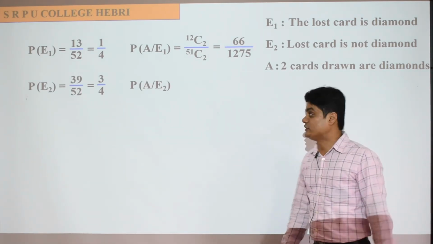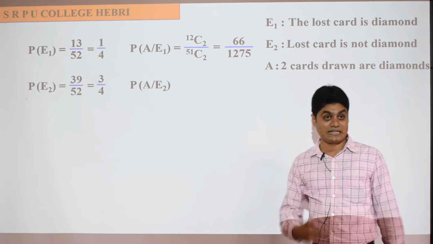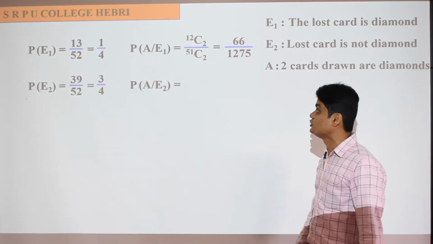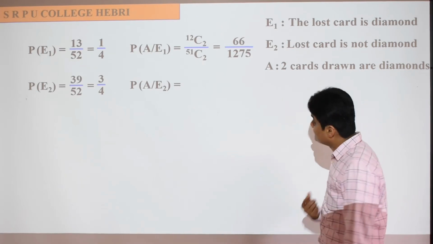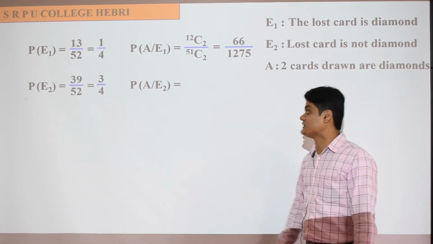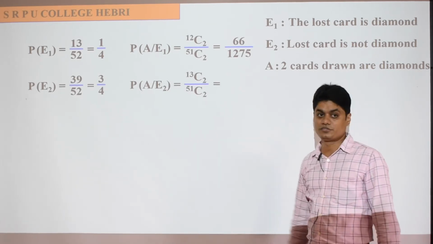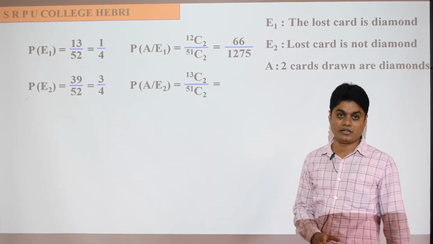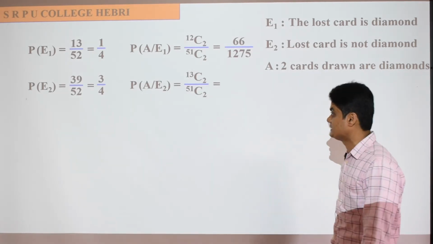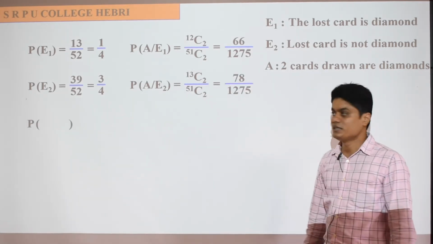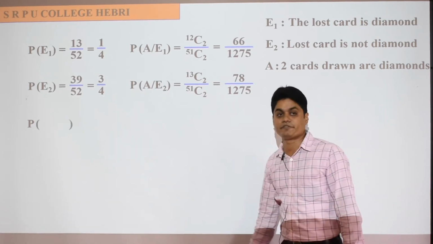So probability of A given E2 means the selected 2 cards are diamonds and the lost card is not a diamond. Lost card is not a diamond. So what is the numerator? The 2 cards are drawn out of 13 only, because the lost card is not a diamond. 13C2. Again 52, 51C2. The favorable outcome count does not change. The total number of outcomes also does not change. So 51C2. Understood? Simplify and it comes like this. So probability of A given E1 is where the last card is a diamond and 2 cards are drawn.